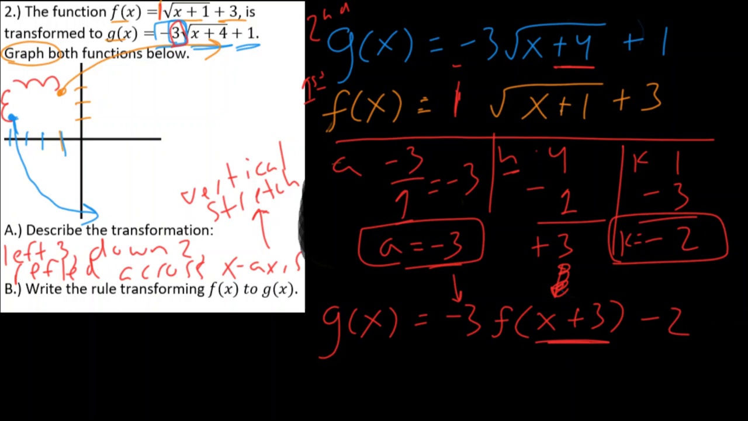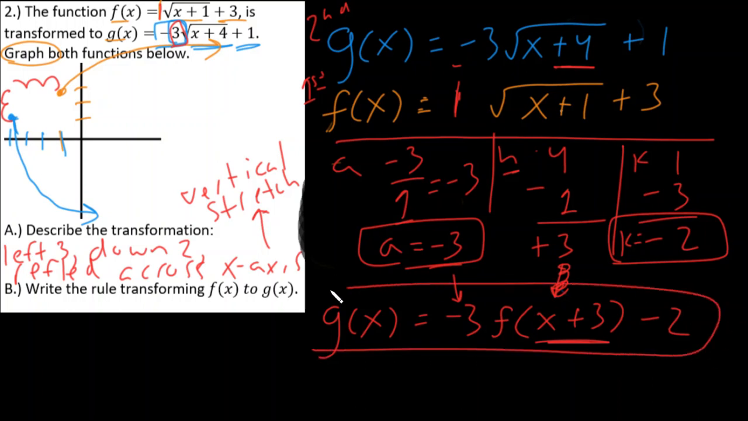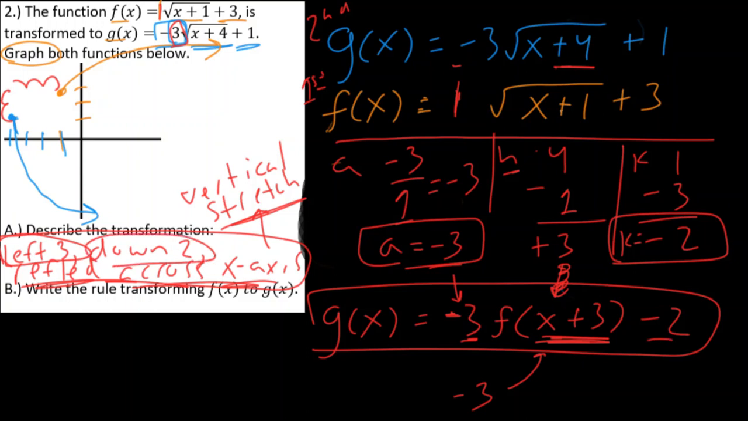Now from here, you can notice that this rule accurately describes our transformation earlier. See, the negative will reflect us across the x-axis. This positive 3 means that we have a vertical stretch. Here, x plus 3, remember, this x is actually negative 3. This is what shifts us to the left 3, and this negative 2 shifts us down 2. So this is the rule that we were looking for.